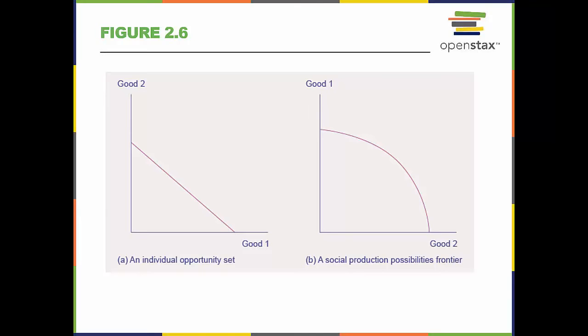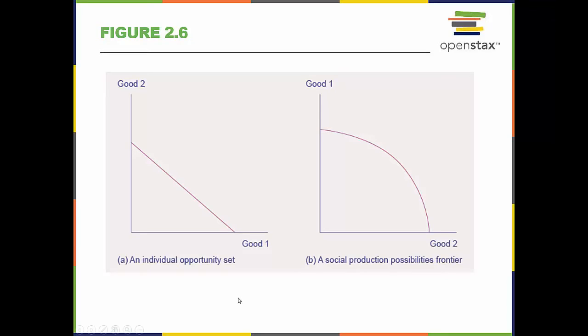The production possibilities frontier also differs from the budget line in its shape. It is a curve and not a straight line. The reason the production possibilities frontier curves is because of the law of diminishing returns. This law states that each additional unit of resources committed to produce a certain product will give you a smaller marginal benefit as a result.